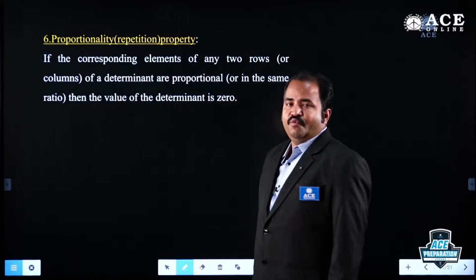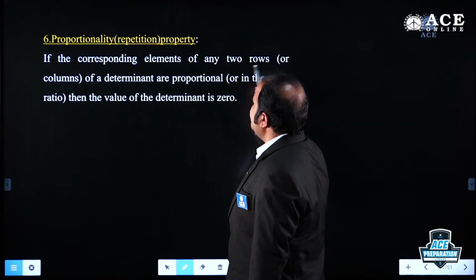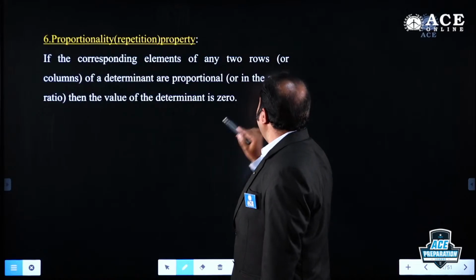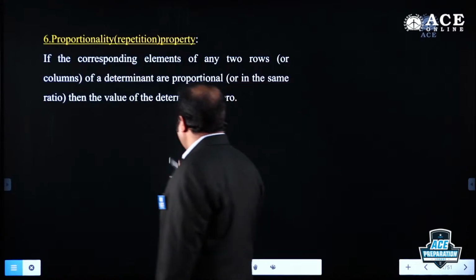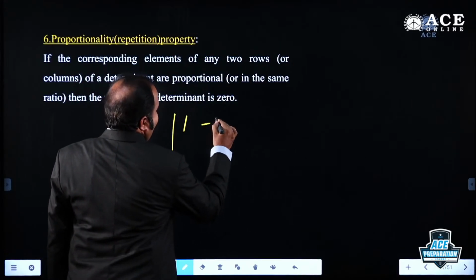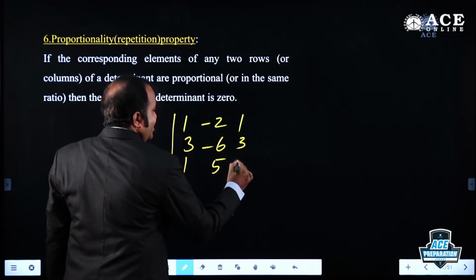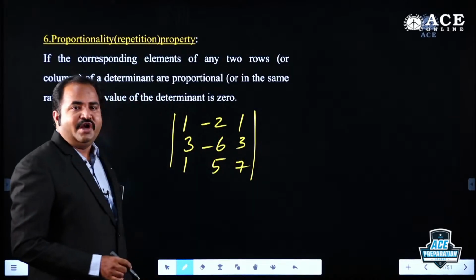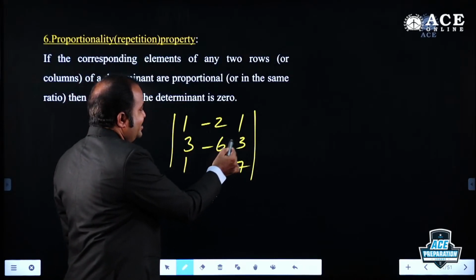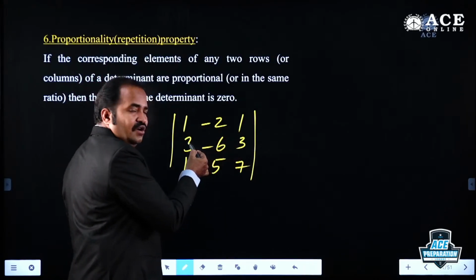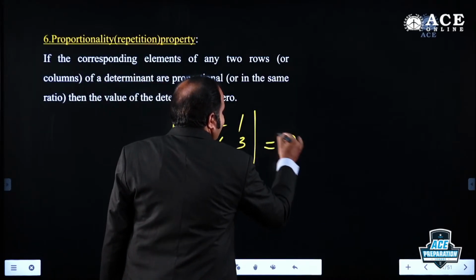proportionality or repetition property. What is the proportionality repetition property? If the corresponding elements of any two rows or columns of a determinant are proportional or in the same ratio, then the value of the determinant is 0 only. Means, for example, determinant of 1, minus 2, 1, 3, minus 6, 3, 1, 5, 7. Okay. Look at once here. Are the first row and second row proportional or not? The second row is 3, minus 6, 3. The first row is 1, minus 2, 1. So the second row is nothing but 3 times the first row or not? So without any calculation, the determinant is 0 only.